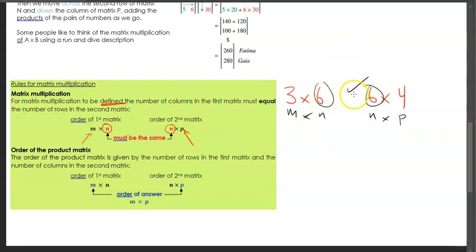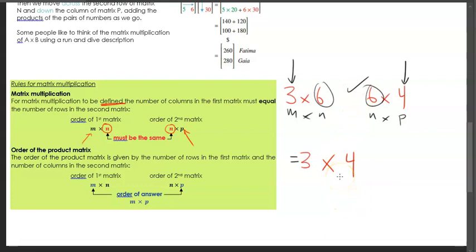If these are not the same, it cannot be done, and it's not possible for it to be done. Now, let's say for instance that we know that this can be done. The order of the product matrix, that just means what the results will be, what type of size or order the result will be when doing this multiplication. It's dependent on what these two numbers are to begin with. So if we have a 3 by 6 matrix and we multiply it by a 6 by 4 matrix, our result will be a 3 by 4 matrix. So there'll be 3 rows and 4 columns.